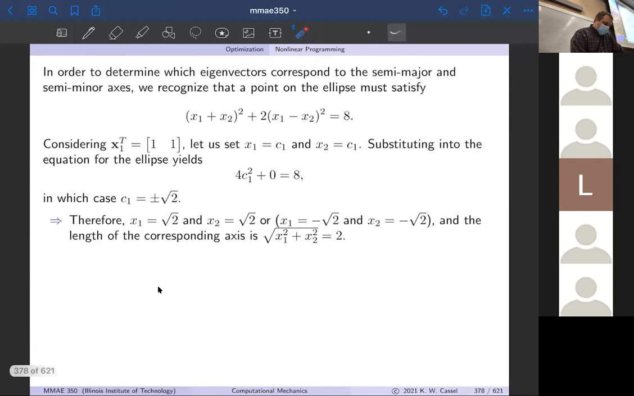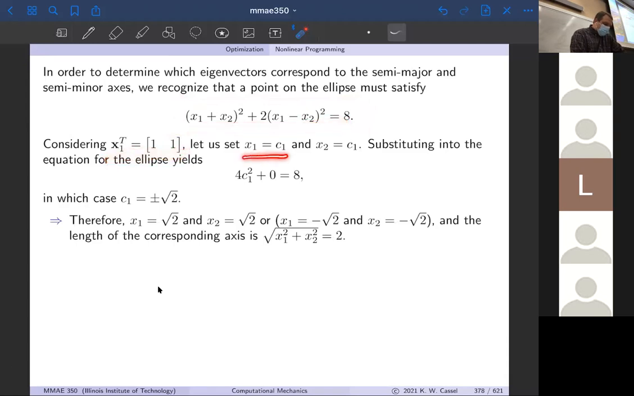All right, so let's take a look at that. I'm going to do this very fast. The details are not important, but just to complete the problem and determine which one of those is semi-major and which one is semi-minor. I don't know because I need to know the lengths. So if you go back to the original equation for the ellipse, let's take the 1, 1 direction, and I want to see how far in x1, x2 I have to go in this direction to get to my ellipse.